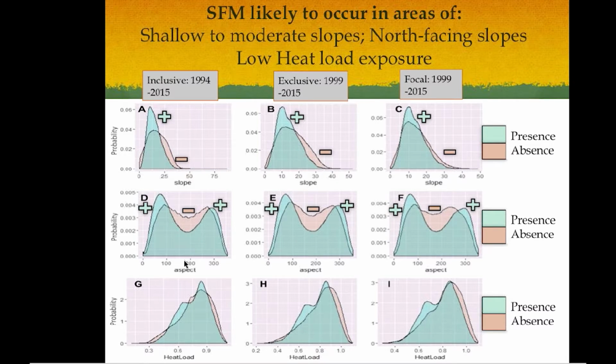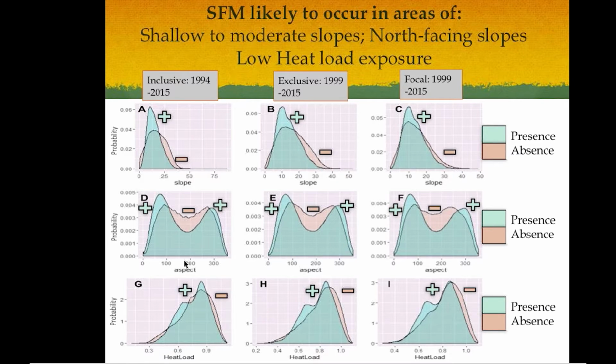Here we have aspects where 0 and 360 degrees display north-facing slopes, so also characteristically cooler and wetter sites. And you can see again that the plus signs depicting that there is more subalpine fir mortality occurring at these sites or north-facing slopes. And then finally, heat load.